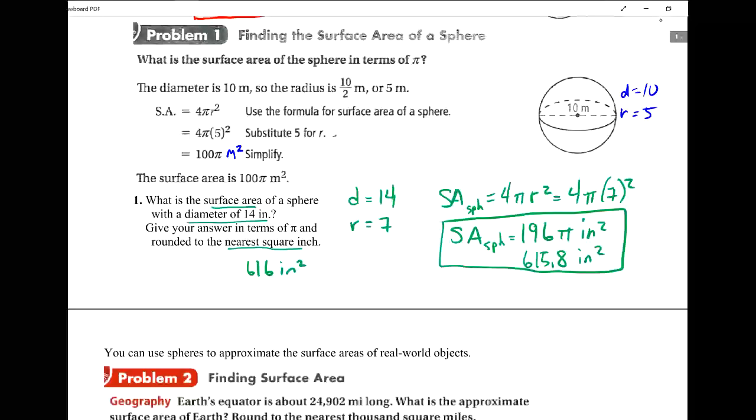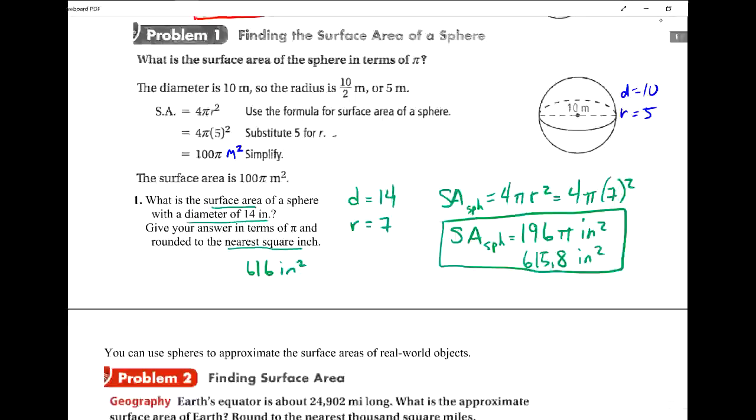Okay, we were asked to find the surface area of a sphere given a diameter of 14 inches. We know that we need radius. Divide that by 2 is 7 inches. We write our formula for the surface area of a sphere is 4 pi r squared. We plug in our numbers and we get the surface area of our sphere is 196 pi inches squared in terms of pi. And if we throw that into our calculator, we can round to the nearest tenth, which is 615.8 inches squared. The problem asked us to the nearest square inch, which would be 616, because it wants us to round to a whole number. But you know I'm fond of to the nearest tenth.